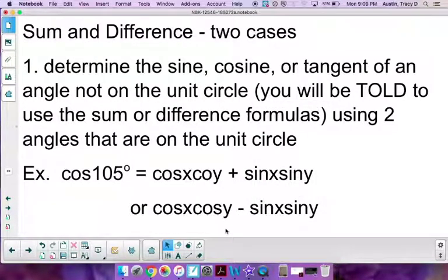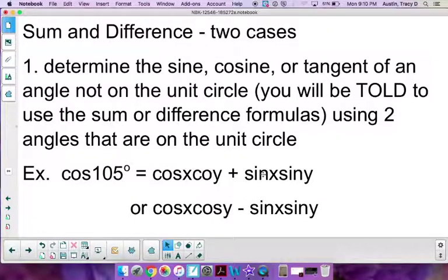Okay, so case one, you're going to be finding the sine, cosine, or tangent of an angle that's not on your unit circle. You will be told to use the sum or difference formulas, okay? And you will have to find two angles on the unit circle that either add or subtract to get the value that you want, okay? So our example is the cosine of 105 degrees, okay?